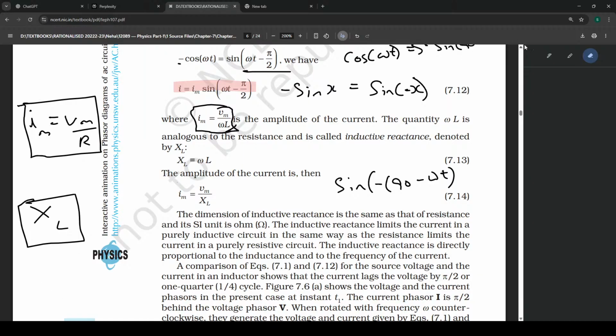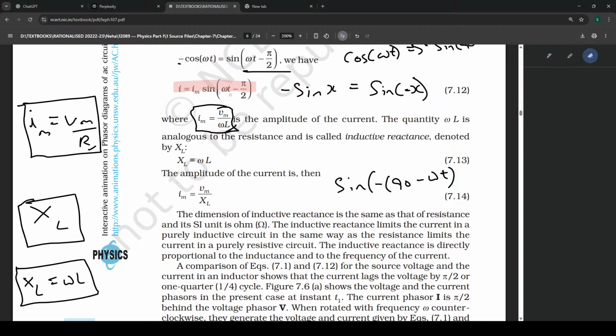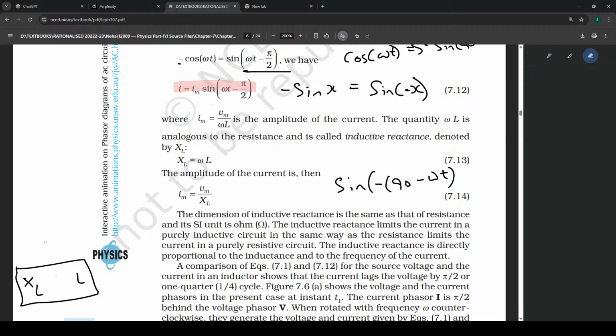Now in the inductive circuit, if we compare the resistance and omega L, we can denote XL, which is equal to omega L, acting as a kind of resistance, and this resistance is called inductive reactance, denoted by XL. This inductive reactance is basically the opposing force in a pure inductive circuit. That is all about this. That is why I thought of comparing it with the pure resistive circuit with resistance and omega L.